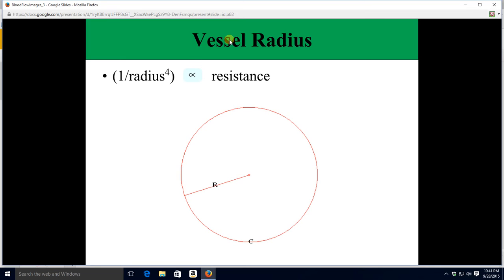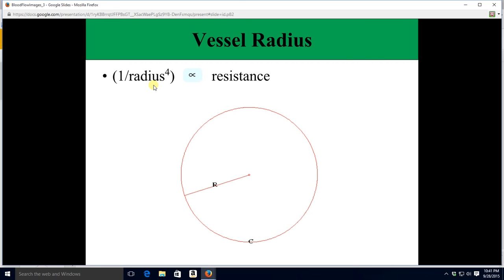Radius. So this is an inverse relationship here. Notice that radius is at the bottom right there. Okay, the denominator, if you want to get technical, and so resistance is proportional to 1 over radius. So radius gets bigger, resistance gets smaller. But check this out. It's not a direct one-to-one relationship. You got to take radius to the 4th power.